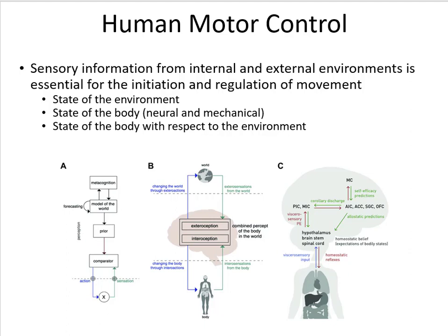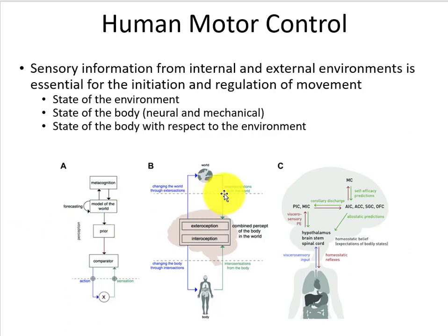And when we actually are going to use that sensory information, we need to know three things. First is the state of the environment, right? So in this picture here in A, this would be like we need to have a model of the world, right? So we need to understand what is going on in the world.